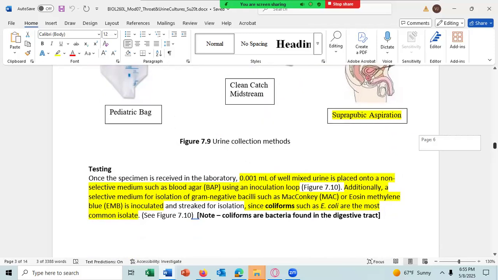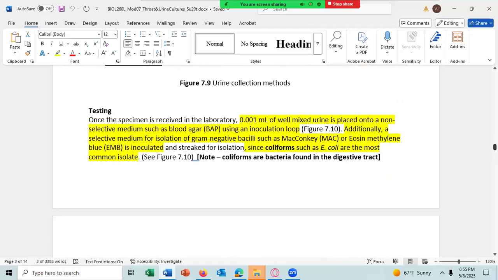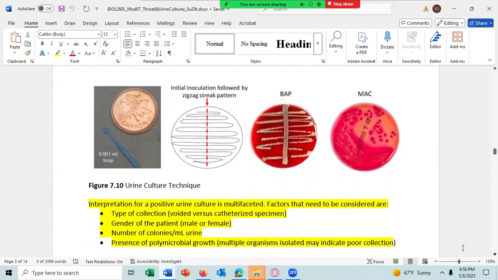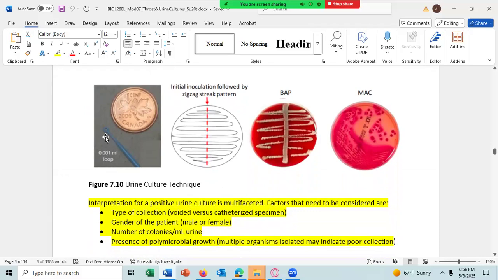Anyways, that's three ways you can collect urine. Once the specimen is received in the lab, 0.001 milliliter, that's 1/1000th of a milliliter, or 1 microliter of urine, is placed onto a blood agar plate using a special inoculating loop that measures exactly one microliter. And there's the inoculating loop, shown next to a penny. Canadian penny, but a penny.